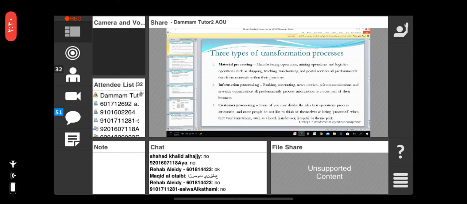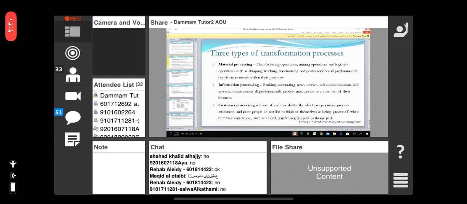Okay, so we have three types of process: material, information, customer. Right? The customer, as in hospitals, you need the patient. Information, like banks, you need certain information and data. Material, for example a warehouse, you need a kind of material to process the transformation.